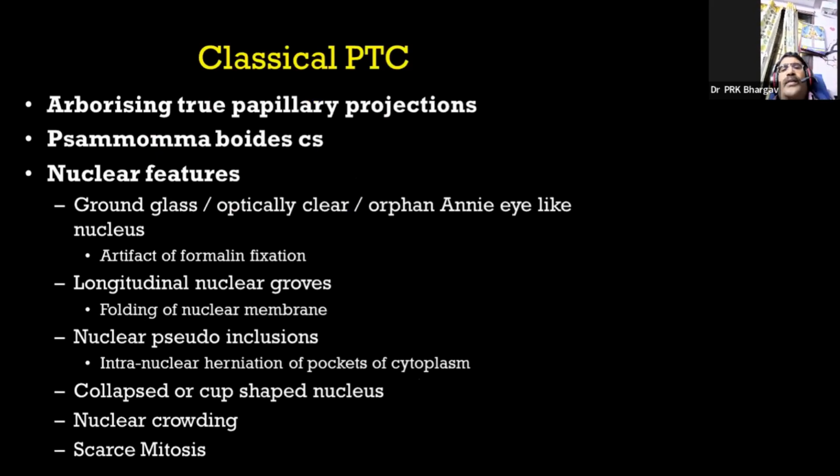Now, as all of you know, the classical papillary thyroid cancer features are the arborizing true papillary projections, true in the sense of the presence of a vascular core, fibrovascular core in the papilla lumen, and the psammoma bodies, which are also called calcospherites, which are necrotized tips of the cells. The main landmarks are the nuclear features: the presence of ground glass, optically clear nuclei, also called Orphan Annie nucleus. In fact, it's an artifact of formalin fixation. Actually, there's no pathological significance otherwise. Then longitudinal nuclear grooves, which are due to folding of the nuclear membrane, nuclear pseudoinclusions, cytoplasmic protrusions, a cup-shaped nucleus, nuclear crowding, and very scarce mitosis because they are very low-grade tumors.